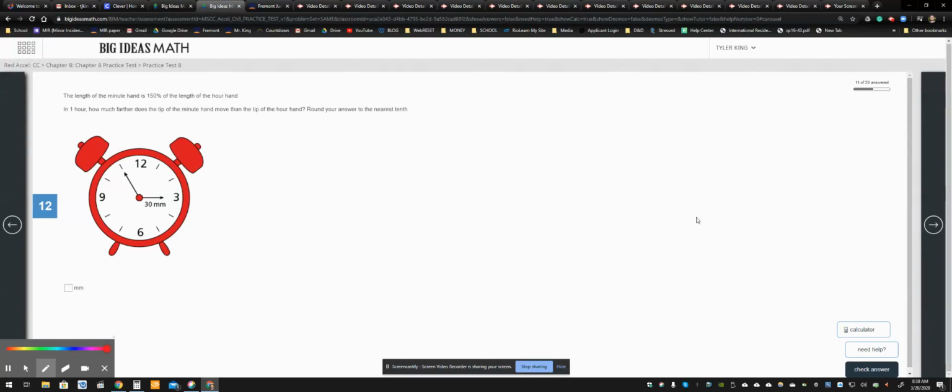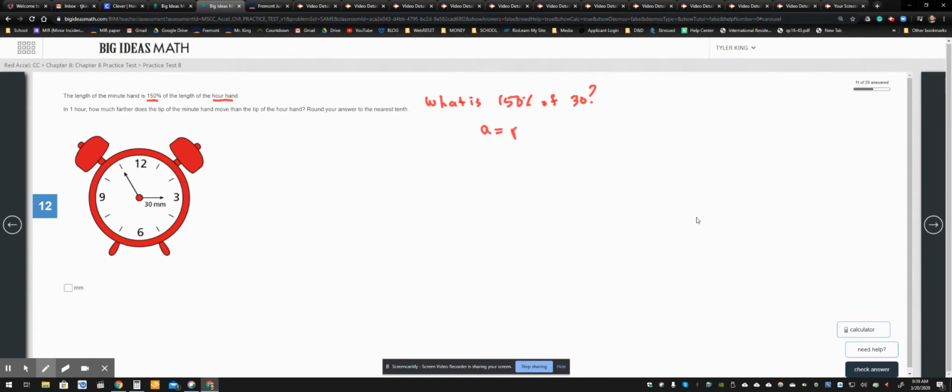Okay, so we need to go pretty quickly because this is a fairly lengthy problem. The length of the minute hand is 150% of the length of the hour hand. So we need to ask ourselves the question, what is 150% of 30? Because we are trying to find the length of the minute hand, and we know it's 150% of the hour hand, which is 30. So what we're going to do is use our formula.